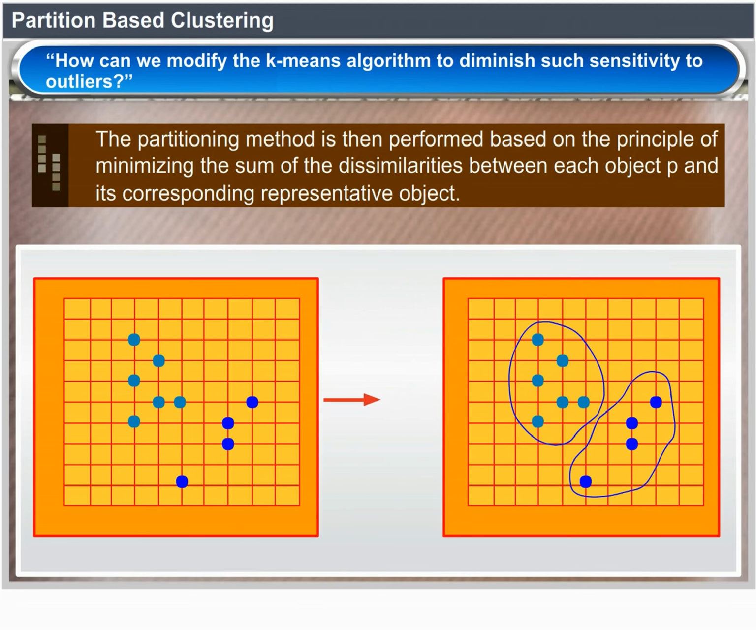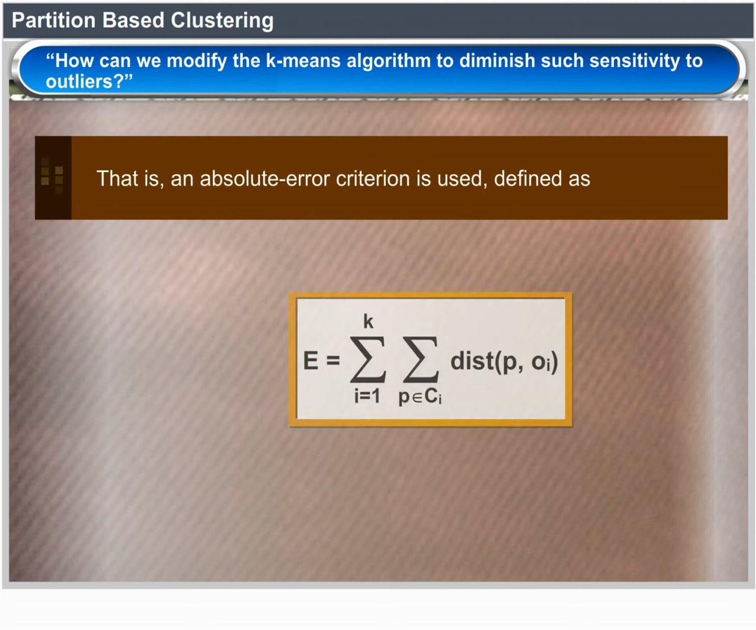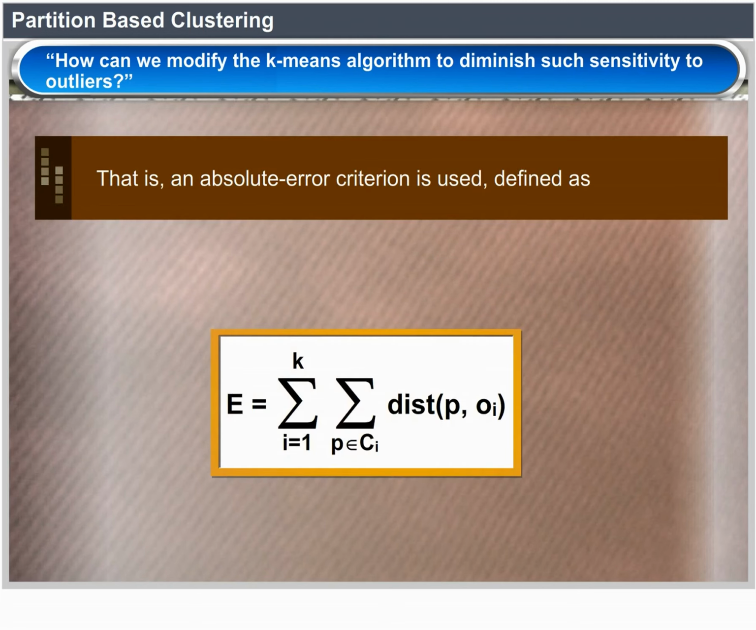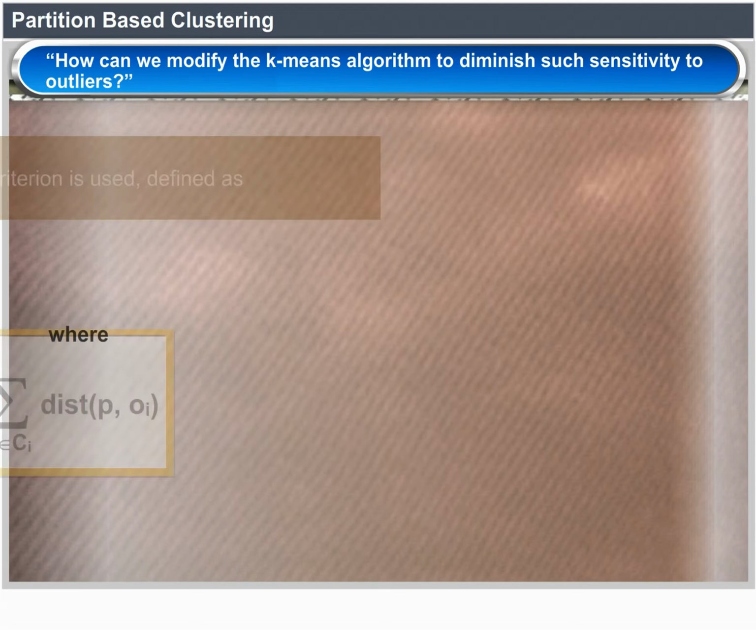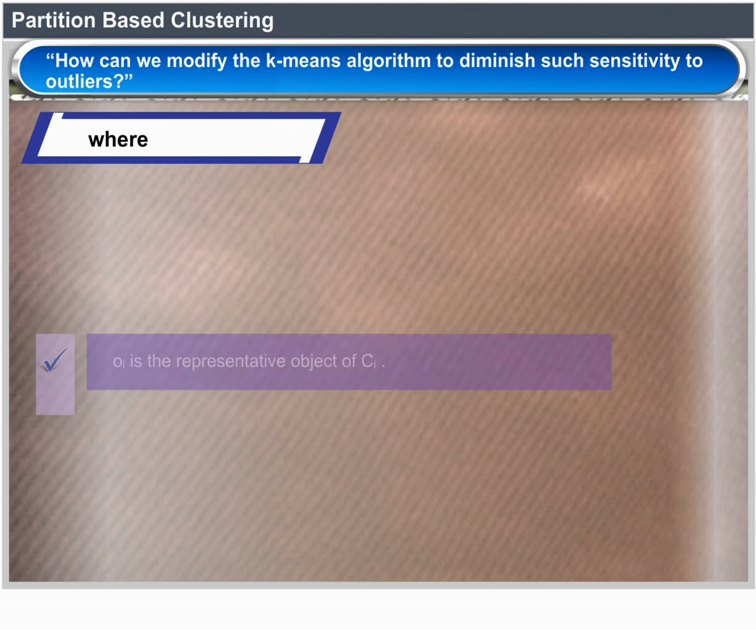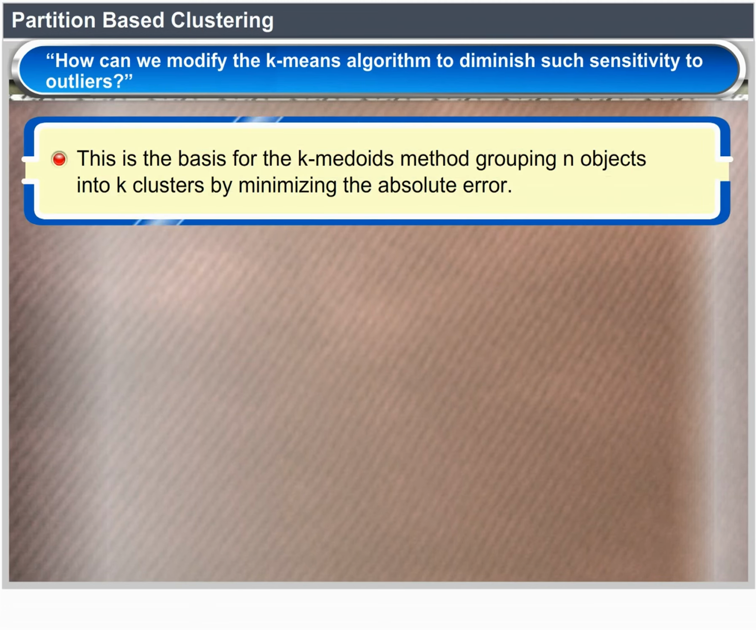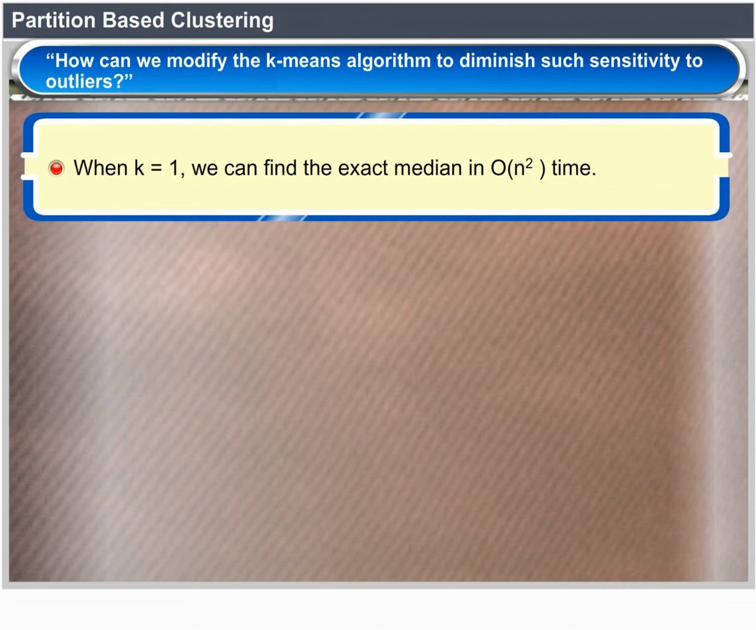That is, an absolute error criterion is used, defined as E equals the summation of i equals 1 to k, summation of p belonging to Ci, distance of p, oi, where E is the sum of the absolute error for all objects p in the dataset and oi is the representative object of Ci. This is the basis for the k-medoids method, which groups n objects into k clusters by minimizing the absolute error. When k equals 1, we can find the exact median in O(n squared) time. However, when k is a general positive number, the k-medoids problem is NP-hard.